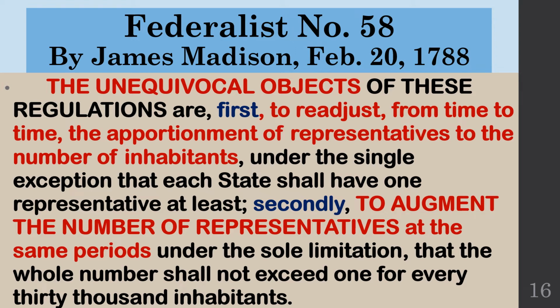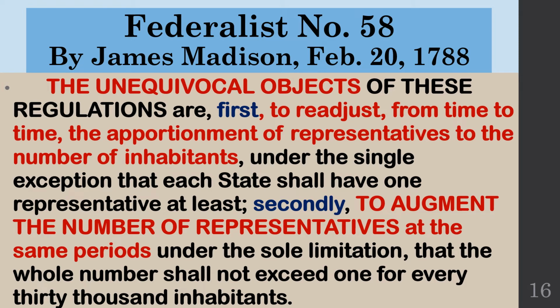There are two parts to the apportionment clause. Here he says the unequivocal objects are first to readjust from time to time the apportionment of representatives to the number of inhabitants. In other words, as populations change, as people move from place to place, you have to have adjustments. And in our system, we adjust every 10 years with a census.